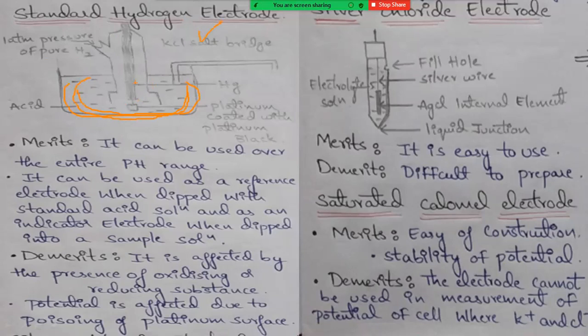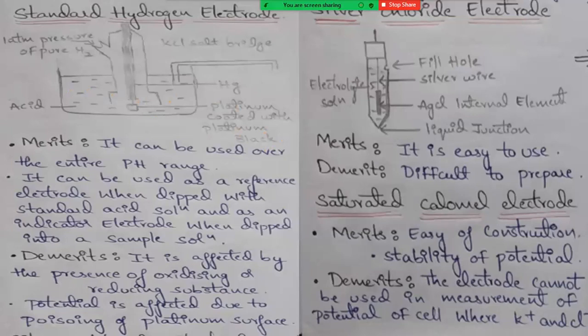If you are using a standard solution, then this hydrogen electrode is acting as a standard or reference electrode. What is the difference between a standard solution and a sample solution? The sample solution concentration is unknown, so we cannot know the exact concentration, but the standard solution concentration is known. For example, sometimes we can use saturated solutions, right?